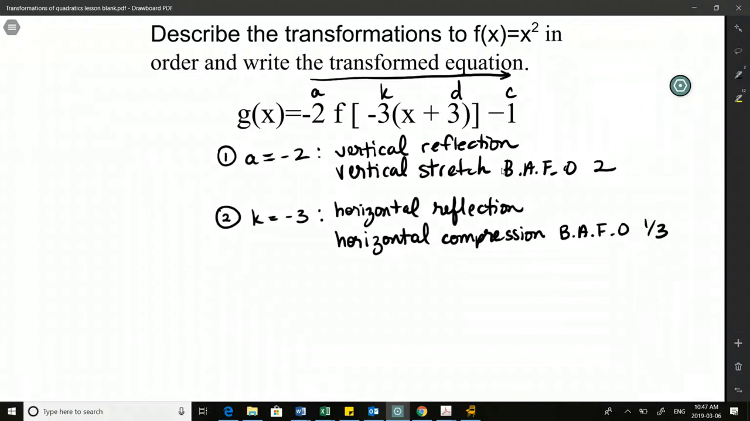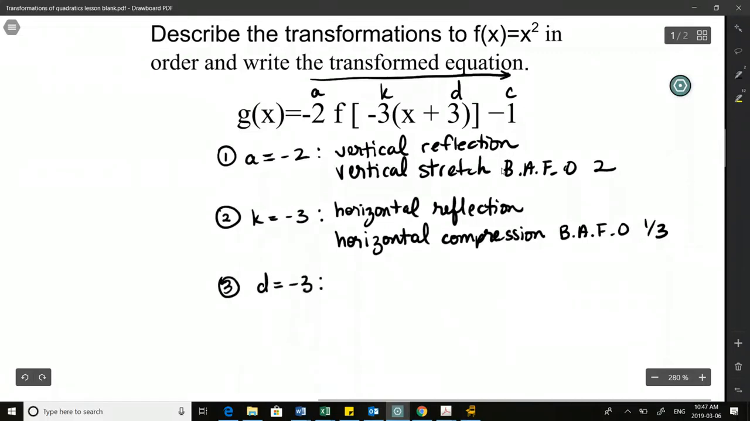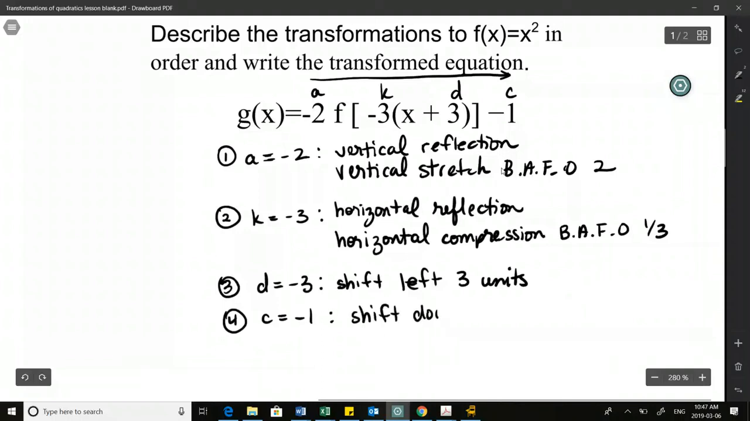Awesome. Okay, when I state the D value, I need to remember to switch the sign of that D value. So D is -3. And this is a shift left 3 units. And C value shift down 1 unit.